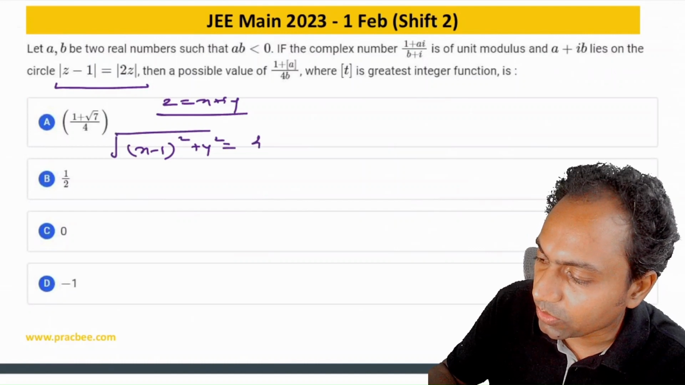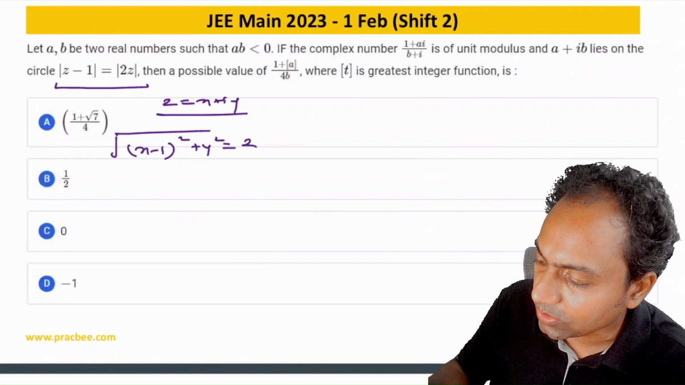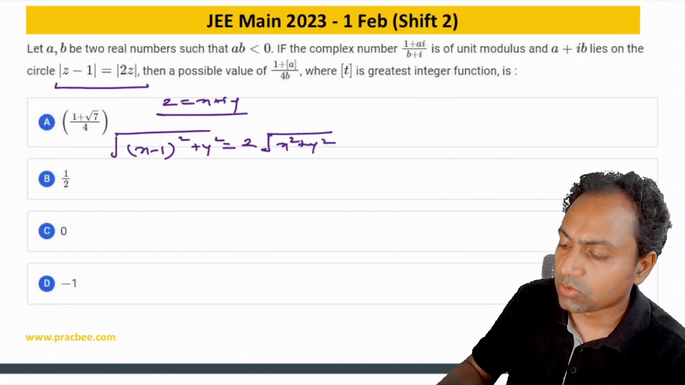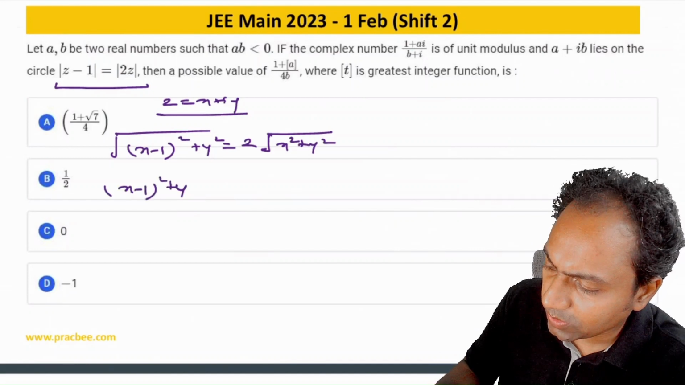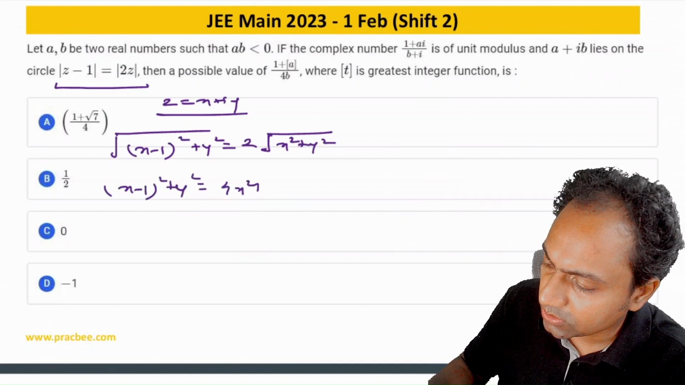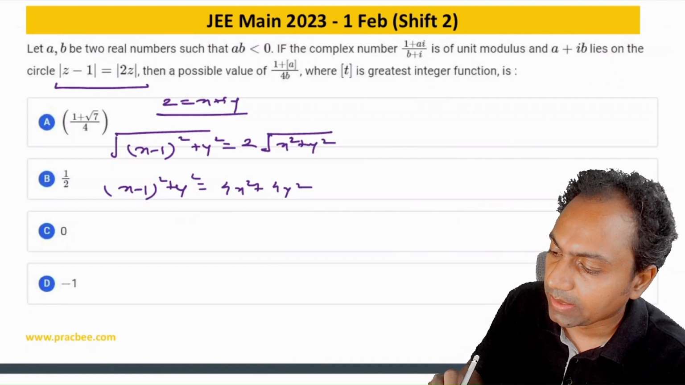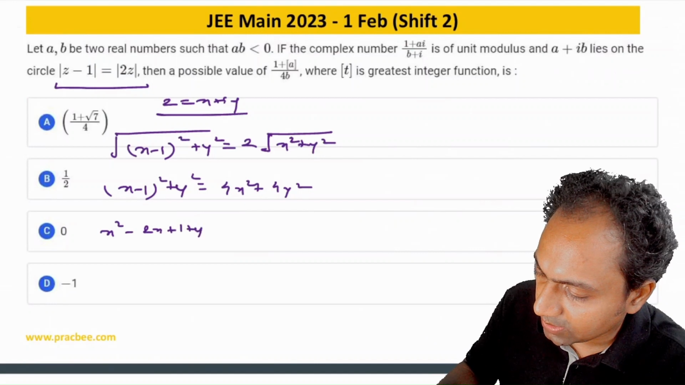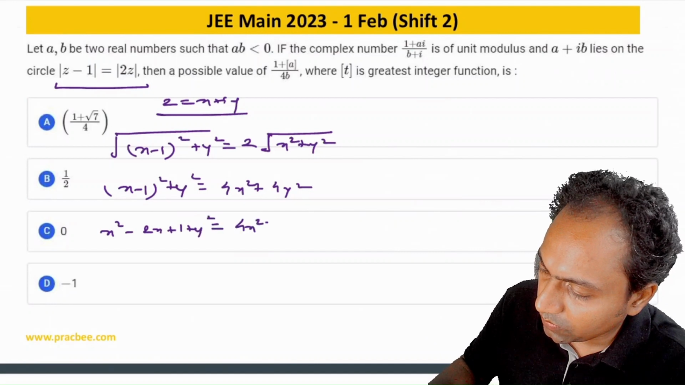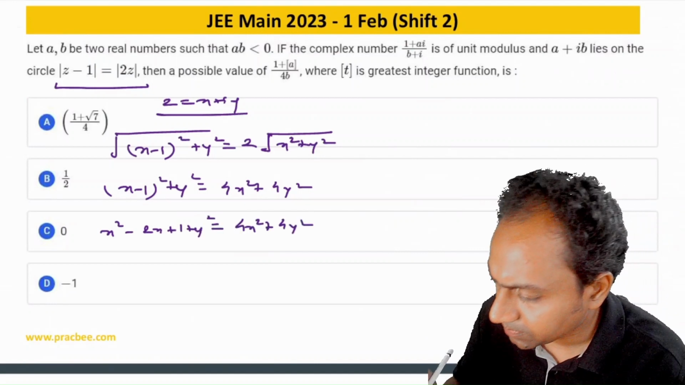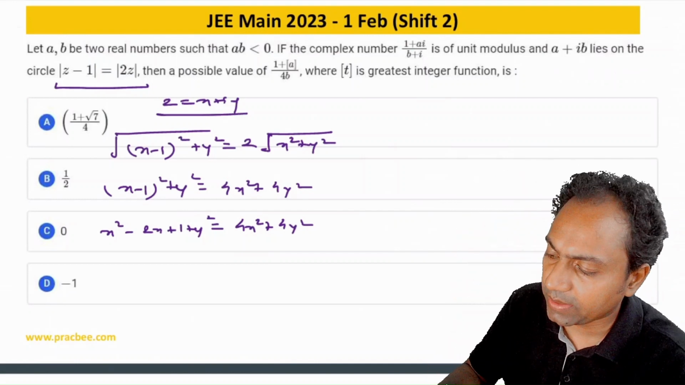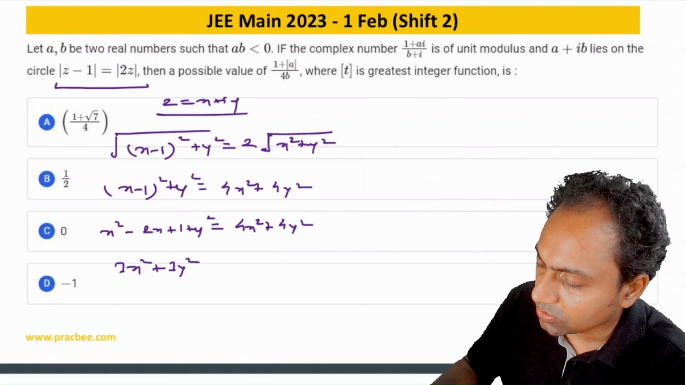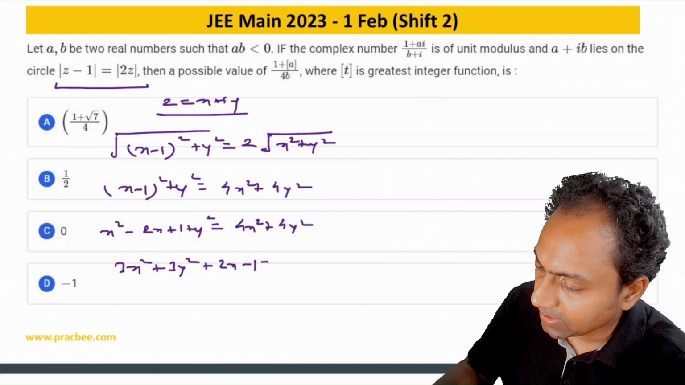If you're not comfortable doing the square, you can write it down and then do the square into root of x square plus y square. Once you do it, it becomes (x minus 1) whole square plus y square is equal to 4x square plus 4y square. And if you do this, what we get is x square minus 2x plus 1 plus y square is equal to 4x square plus 4y square. If I simplify it, I get 3x square plus 3y square plus 2x minus 1 is equal to 0.